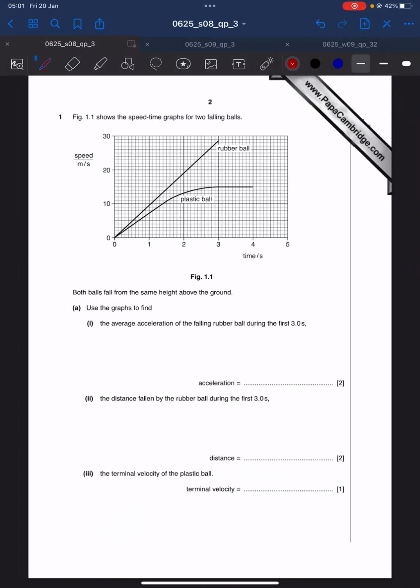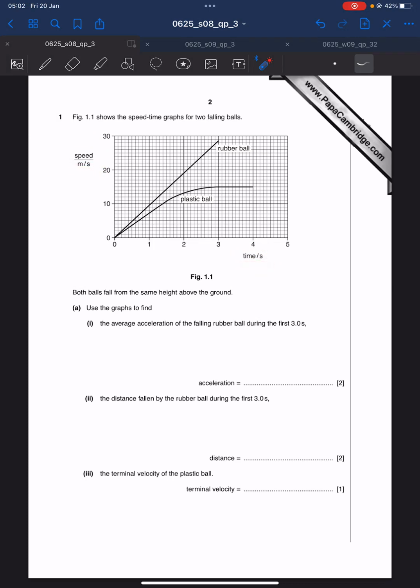يا شباب let's continue with the motion questions. حاسس ان احنا بنحل في 208 و 209. طيب يا طول figure 1.1 shows the speed time graph for two falling balls, the rubber ball and the plastic ball. طبعا from the graph the first thing you should notice is it's a speed time graph. Speed time, the units are very important, دي meters per second و دي second.